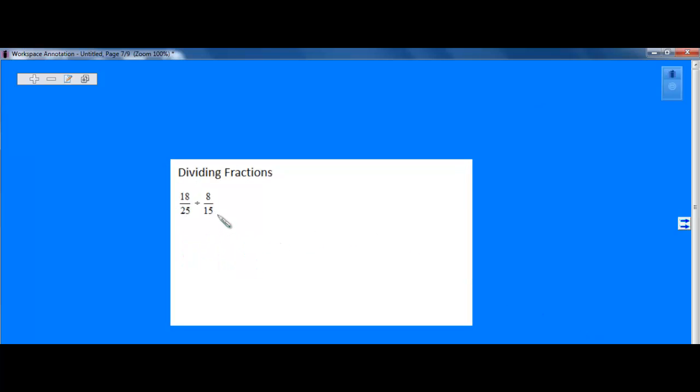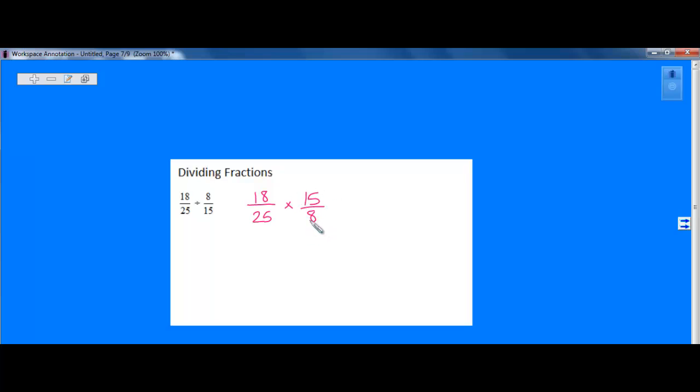Dividing fractions is essentially multiplying fractions because our motto when we divide fractions is flip the second guy and multiply. So the first thing I'm going to do is rewrite my division problem as a multiplication problem. So I'm going to have 18/25 times 15/8. I'm finding the reciprocal of 8/15, which is 15/8, so I can multiply.